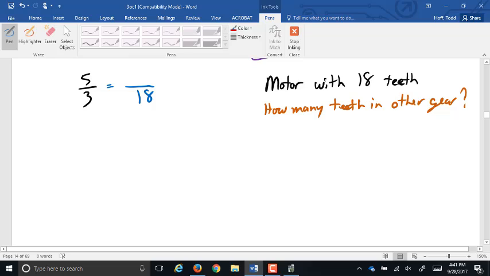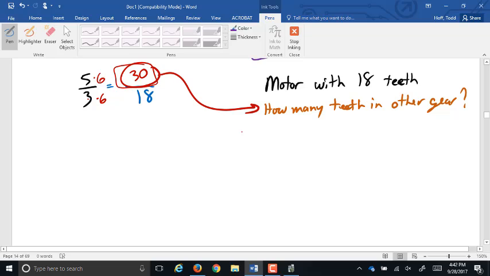We need this ratio to equal 5 to 3. If we have 18 in the driving gear, we're going to find how many we need for the driven gear. There's a couple ways we can go about that. We can treat it as fractions. 3 times what makes 18? Well, that'd be 3 times 6. So 5 times 6 makes 30. That'd be a 30 to 18 ratio. So we need 30 teeth in that other gear to maintain that 5 to 3 gear ratio.